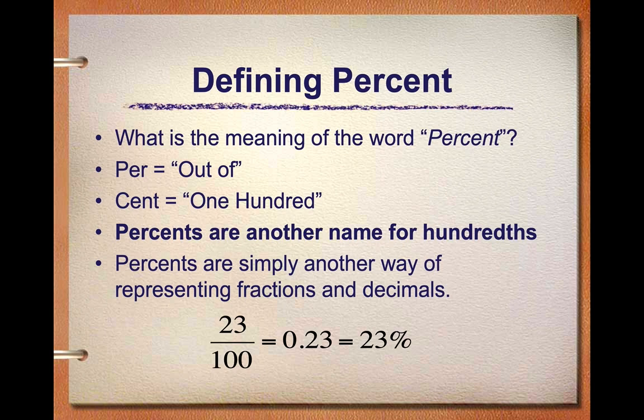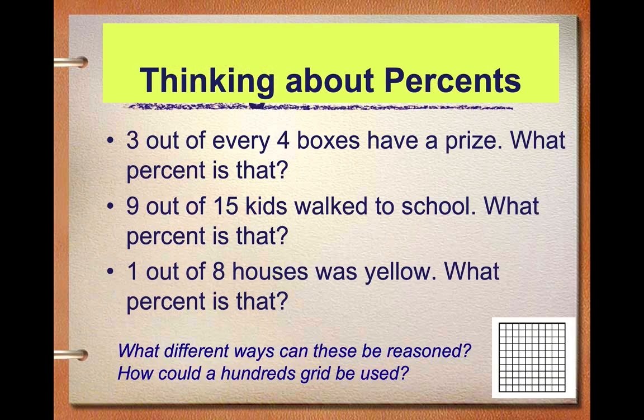So here we see the equivalent nature of the fraction to the decimal to the percent. All are the same, all just get used in different ways and for different purposes, but they're all interchangeable, and that's a big idea. Percent is another name for hundredths. 23 hundredths is the exact same as 23%.